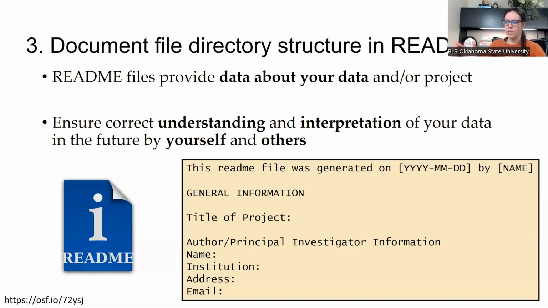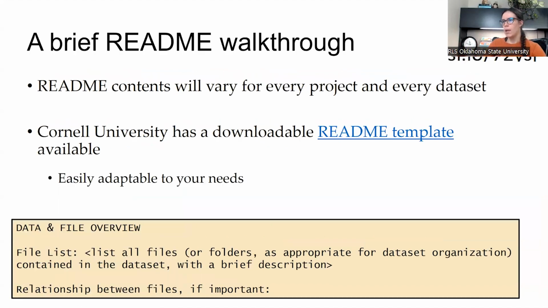This is just the general information portion where you put a project title and then some contact information for some of the lead investigators. I won't go through this in this presentation, but if you've downloaded the slides from the link available, there's a really nice README template provided by Cornell University that's very comprehensive and is a really good starting point if you're wanting to start writing README files for your projects, but you don't really know where to get started. It's very easy to adapt the sections and include what you need for your project, get rid of what you don't, elaborate where necessary.